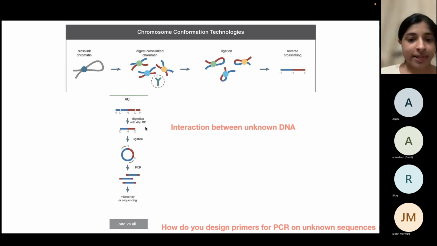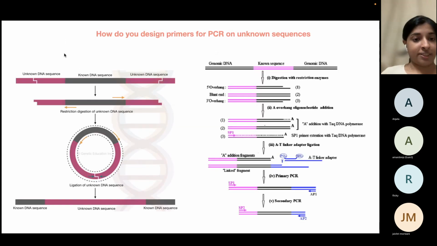So how do you go about doing that? So what you do is, one end has this blue region, one end has this red region. So if you ligate them again together, it forms this loop, and now you use an enzyme that is present in this red region. So there is a restriction enzyme whose recognition sequence is present within the red region, and you use that and you chop it. Now you have this sequence in which both the ends are the red region. You know the red region and you can design primers accordingly. So this is a very interesting technique that was developed in order to design primers for PCR for unknown sequences of DNA. So this is what is represented here.